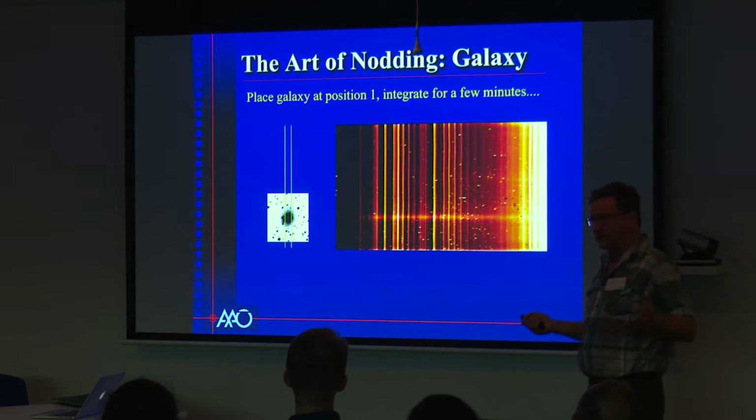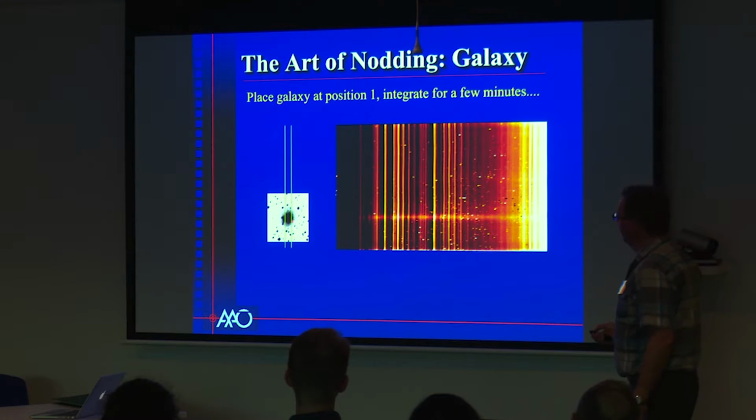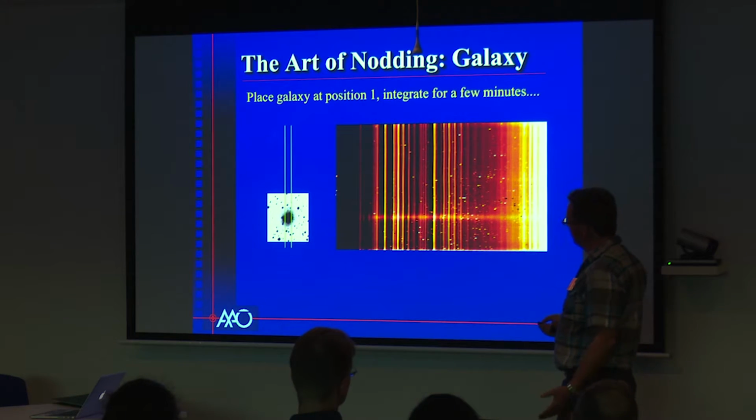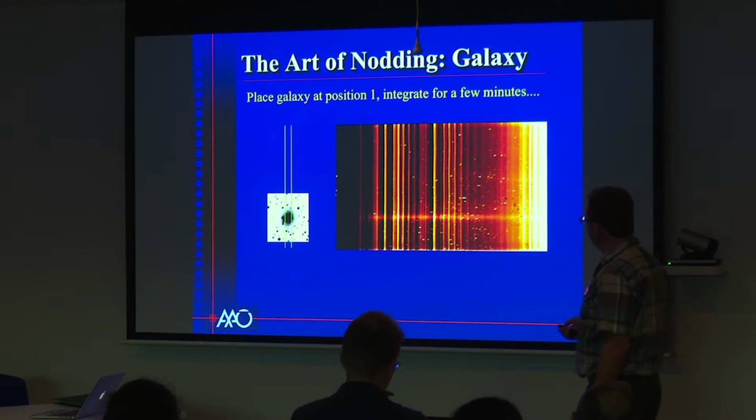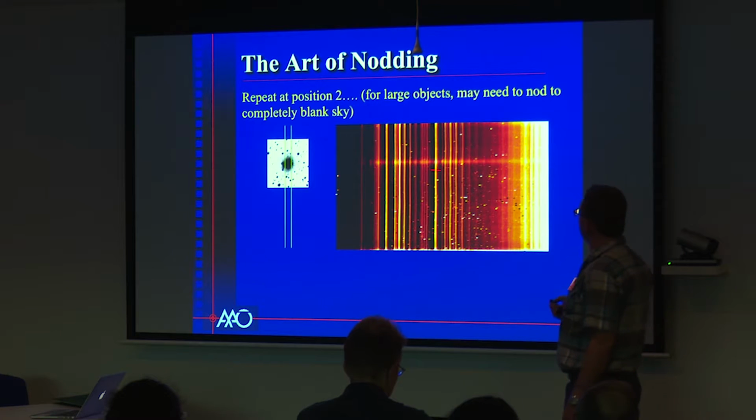However, what if you're, again, interested in something more exotic like a galaxy? First of all, it's more extended, so it may take up more rows on your detector, but the principles are the same. We would integrate for a few minutes here, and over that longer time scale, of course, we see the OH lines get much stronger. We then nod to a different position on the slit, do the same kind of thing.